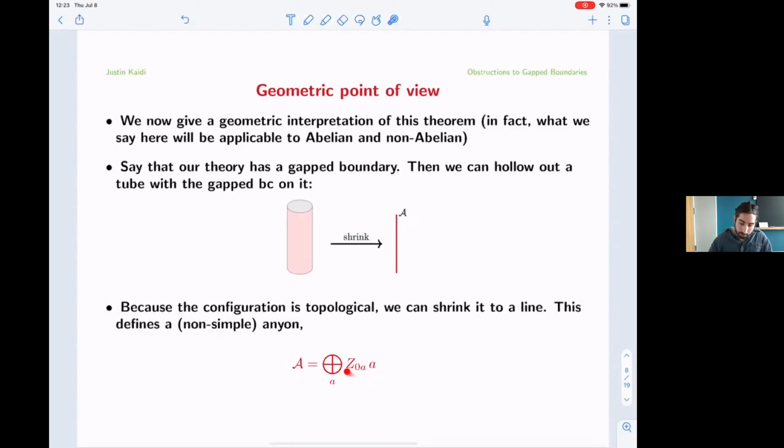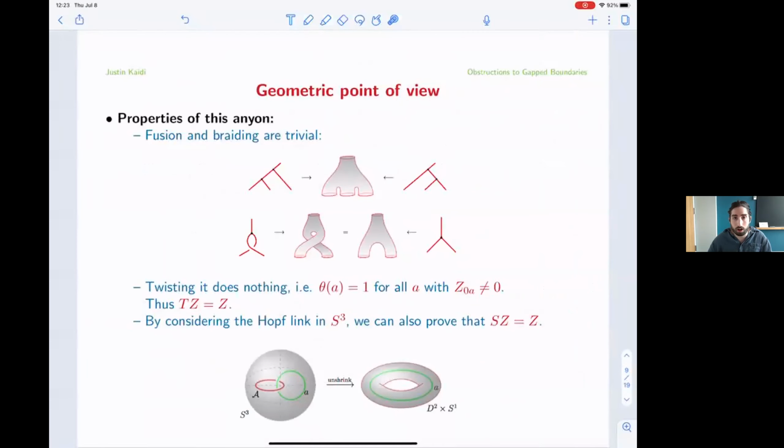And I'm going to have some generic coefficients here, which I denote by Z0. So by emptying out the tube and then shrinking it, I define fancy A. Now fancy A is actually a very nice anyon, because it has various nice properties, including the following.